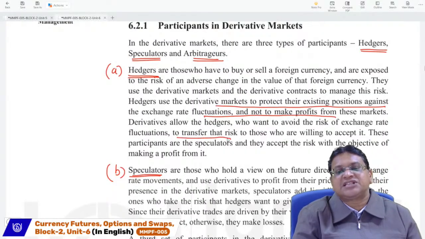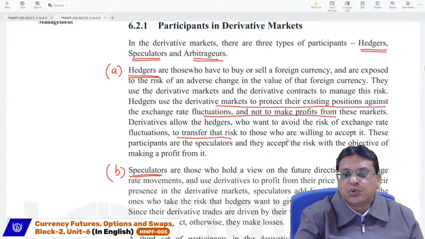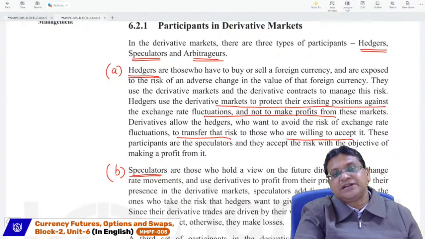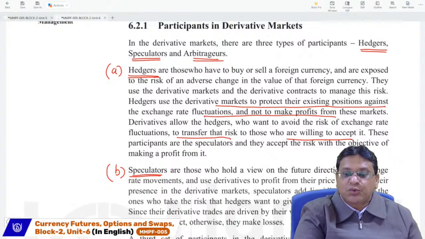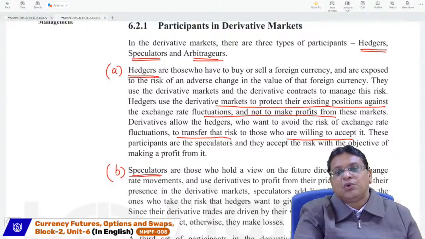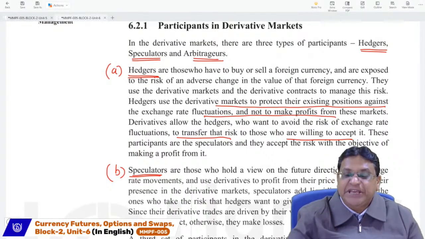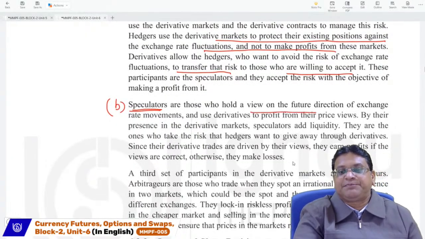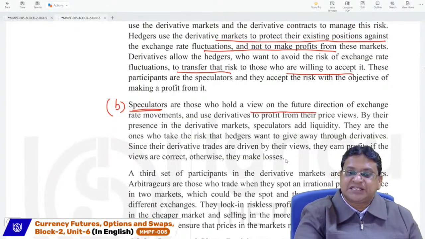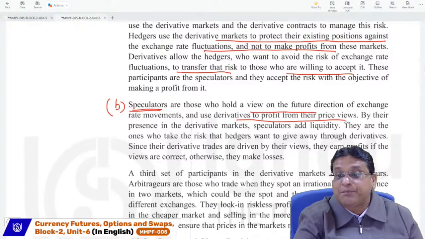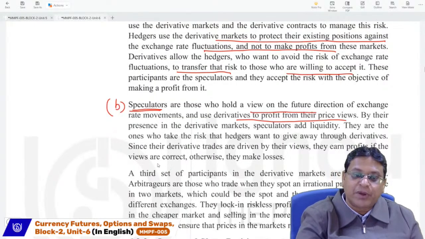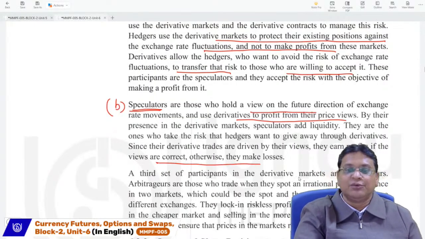Okay. Hedgers are interested in transferring the risk to those parties who are willing to accept it. So, in a derivative market, who is willing to accept the risk? Another party is there. His name is speculator. Who is a speculator? A speculator is a person who has a view on the future direction of exchange rate movement. He is ready to accept the risk in anticipation of making profit from his view. If his view is correct, then he will make money. If his view is not correct, he will lose money.